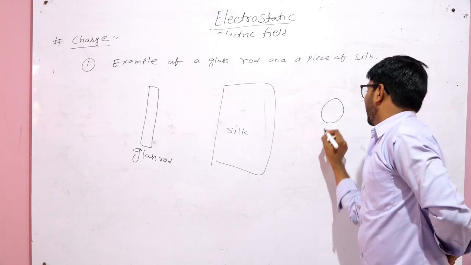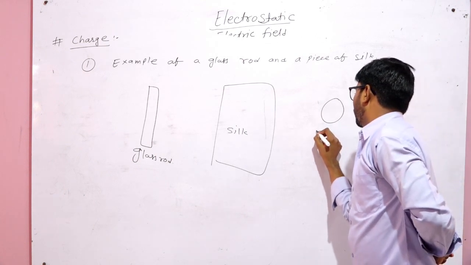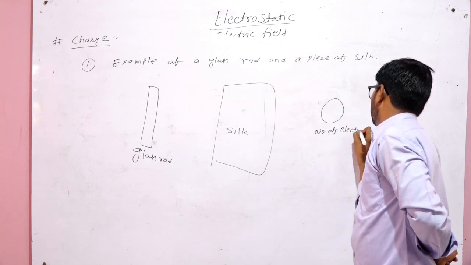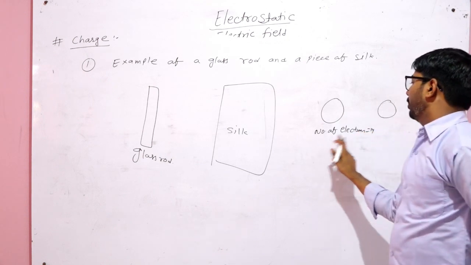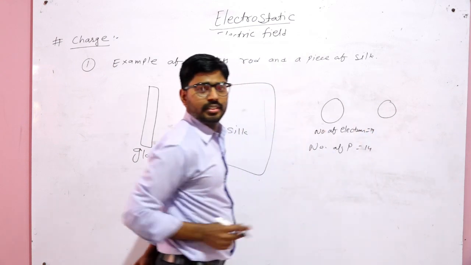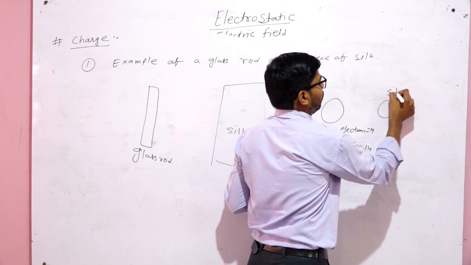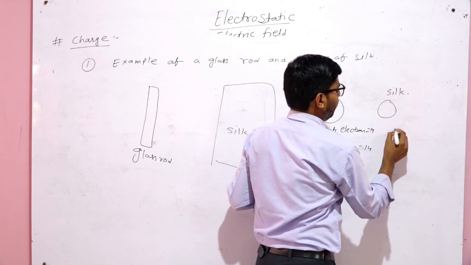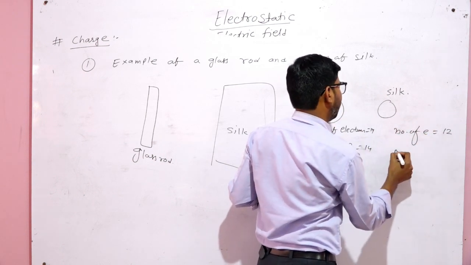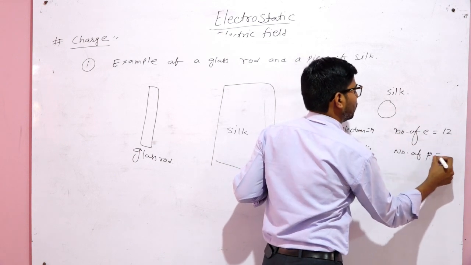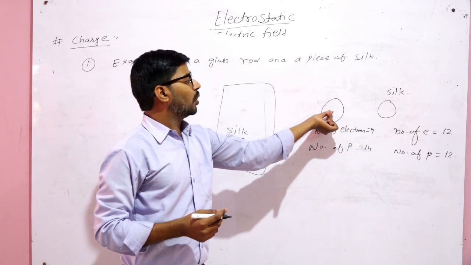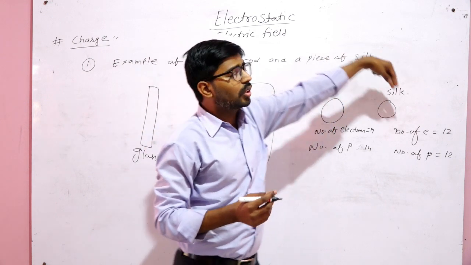Let us consider the glass rod has the number of electrons equal to 14, so the number of protons is also 14. And consider silk has number of electrons equal to 12 and number of protons also 12. If we rub each other, then what is happening? The electrons of the glass rod are transferred from glass to silk.